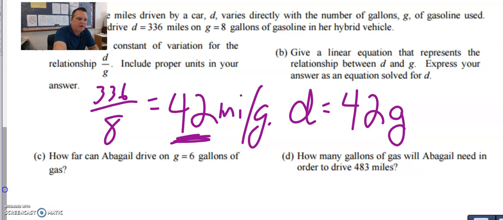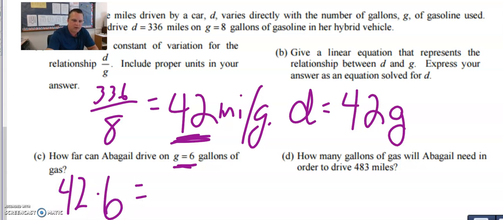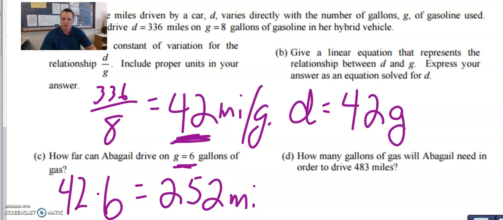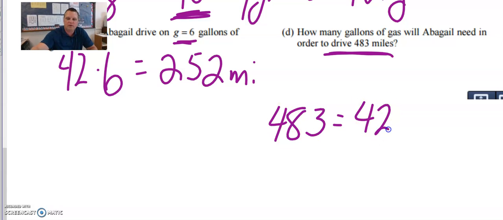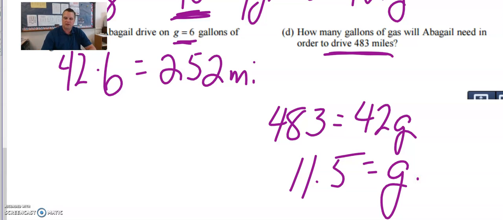In part C, how far can Abigail drive on 6 gallons of gas? G equals 6, 42 times 6, and you get 252 miles. How many gallons of gas will Abigail need in order to drive 483 miles? This time it is driving 483, so 483 equals 42 G for gallons. Divide by 42, and you get 11.5 equals G. So she's going to need 11.5 gallons of gas.